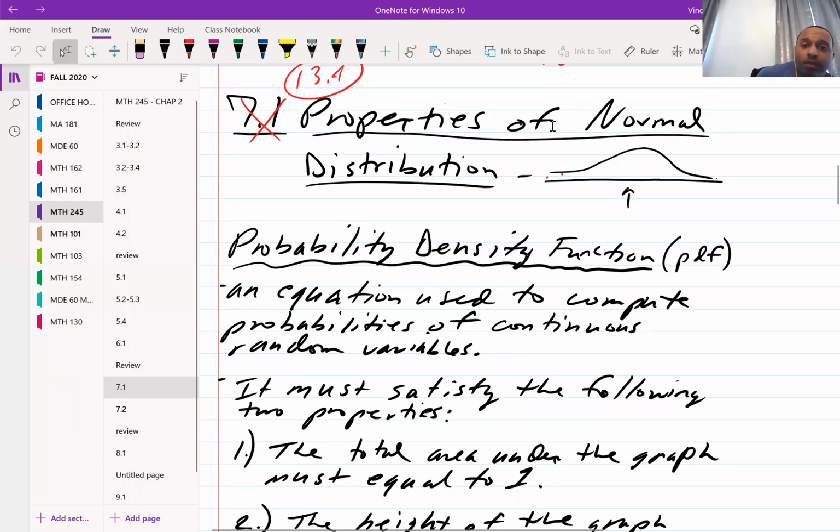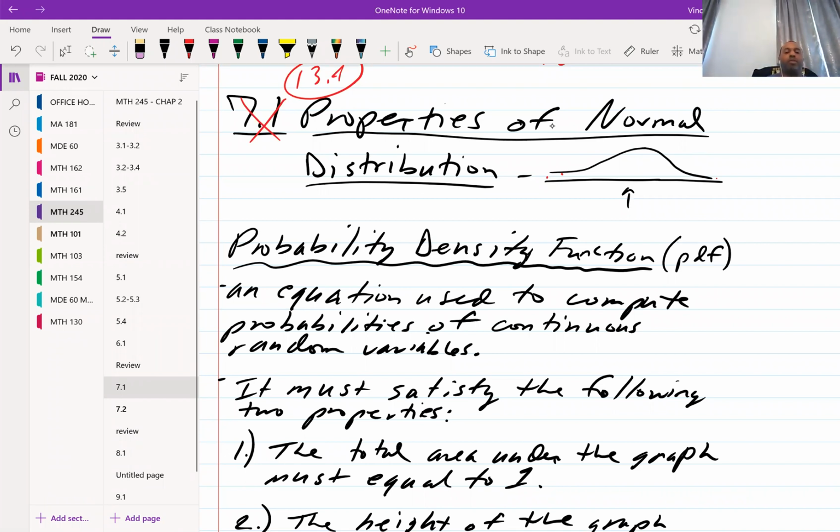All right, properties of normal distribution. So for another class that I have, it was 7.1, but math doesn't change. So it's 13.4 for this class. Properties of normal distribution. This is our normal distribution curve, our bell-shaped curve. We'll talk more about that as we progress forward.